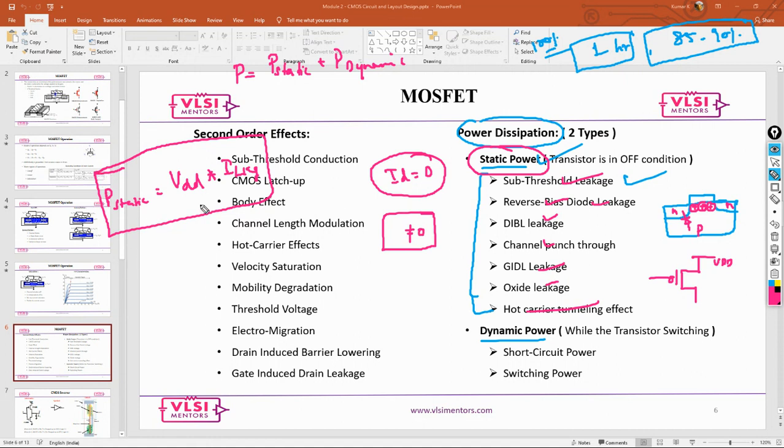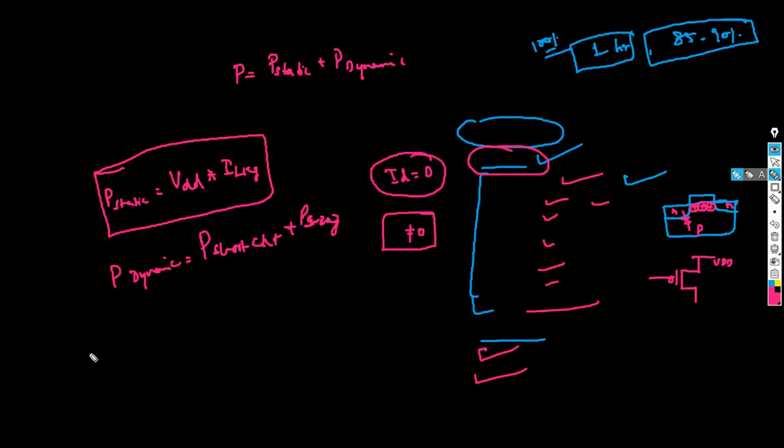Okay, now when it comes to dynamic power, there are two things. One is P short circuit plus P switching, the switching power. Now look at these two things. One is short circuit power and another one is switching power. Now remember, there is always an output capacitance in any circuit.